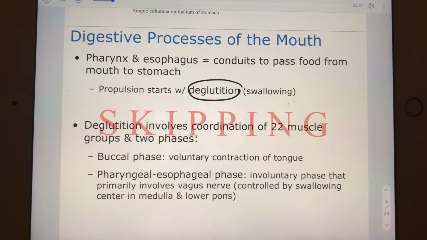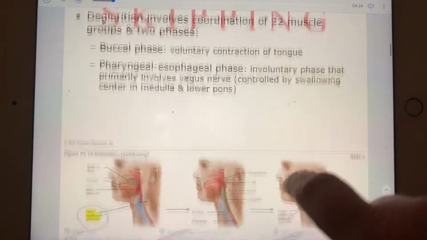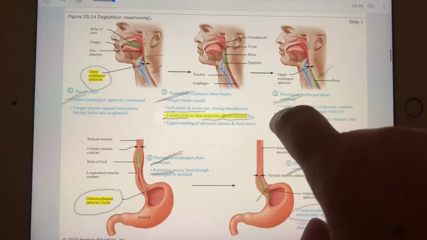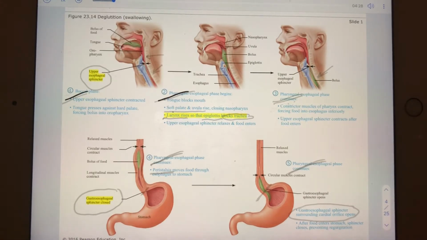Moving to slide 4, we're actually skipping the particulars of deglutition, the swallowing process this quarter. I'm going to move to slide 5 and just show you what it is I really need you to know. I'm not going to ask you to list the phases. That's not important, nor is it emphasized in the curriculum.